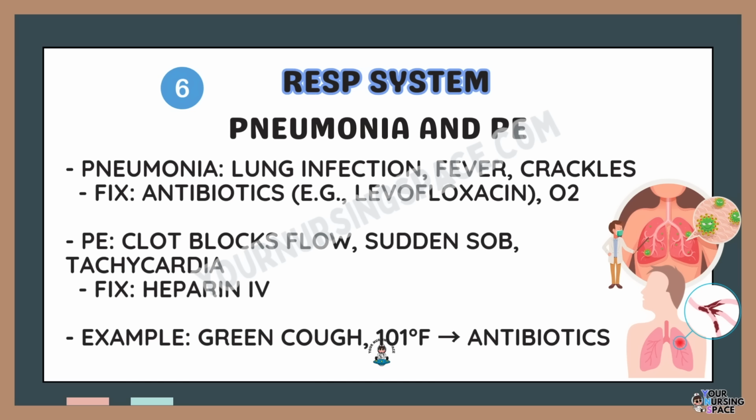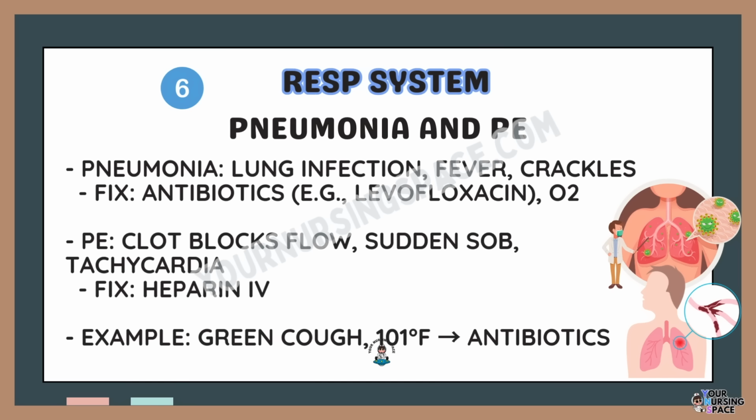Now, pulmonary embolism, or PE, is a clot jamming up lung blood flow. It hits fast, sudden shortness of breath, sharp chest pain, and tachycardia, heart rate spiking. Sometimes blood pressure tanks and SATs crash, think 85%. You jump on heparin, an IV bolus, then a drip, to stop that clot from growing bigger.